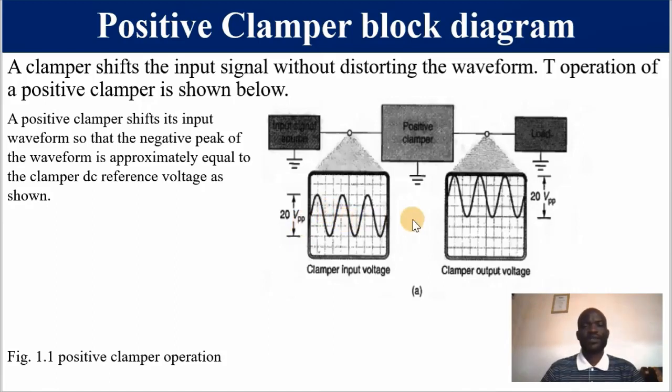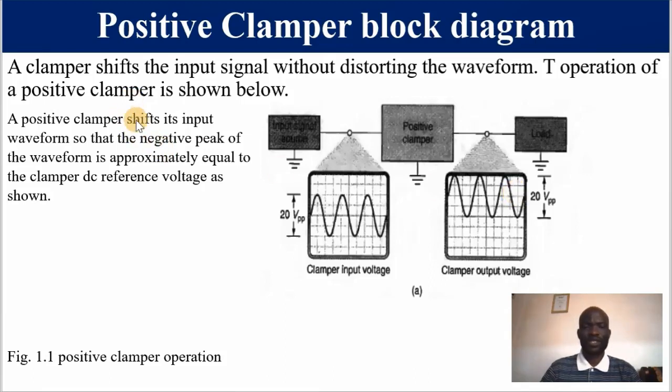And what has happened to the output? This is our 0 reference value. So we have shifted this signal so that its negative peak voltage, or its maximum negative value, is equal to the 0 reference voltage. And our output still has the same peak to peak voltage, which is 20 volts peak to peak. So there's no distortion. We've maintained our peak to peak value. That's one of the characteristics of a clamper. It maintains the same peak to peak value. It doesn't clip off as a clipper does.